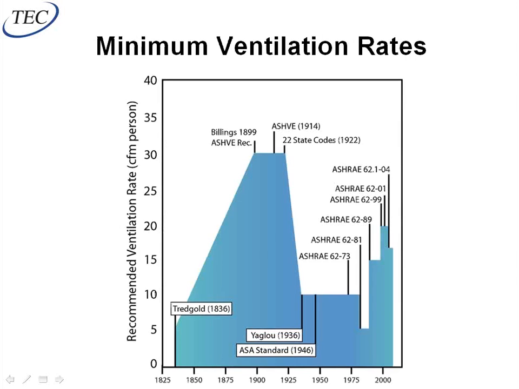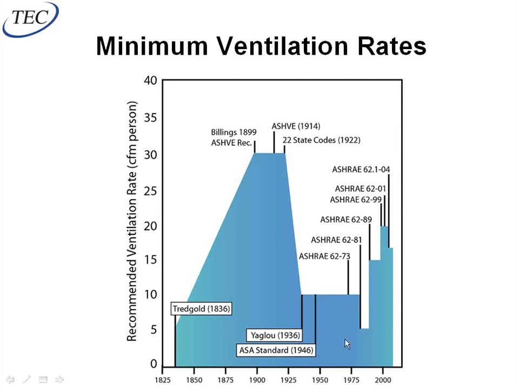Here is a quick little history of ventilation rates throughout the course of time. We'll skip all this stuff at the beginning because none of us were alive at that point. But for most of the buildings that we work in and deal with today, or that some of us are old enough to have designed, really life kind of begins after World War II in the 1950s, when we had a recommended ventilation rate of 10 CFM per person.